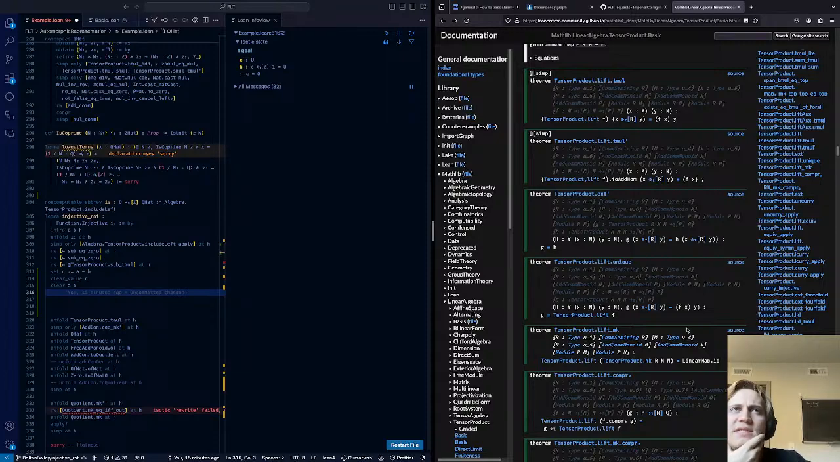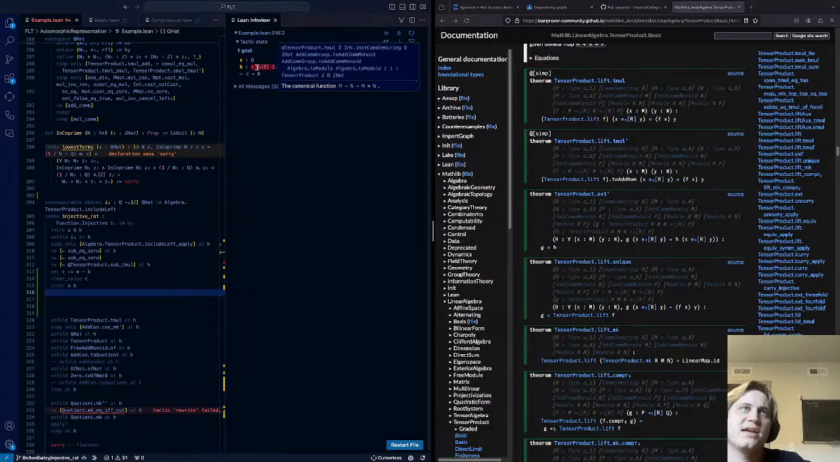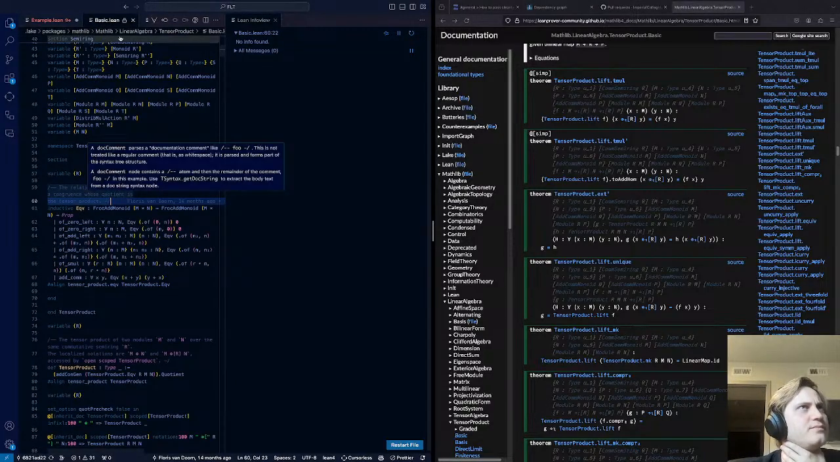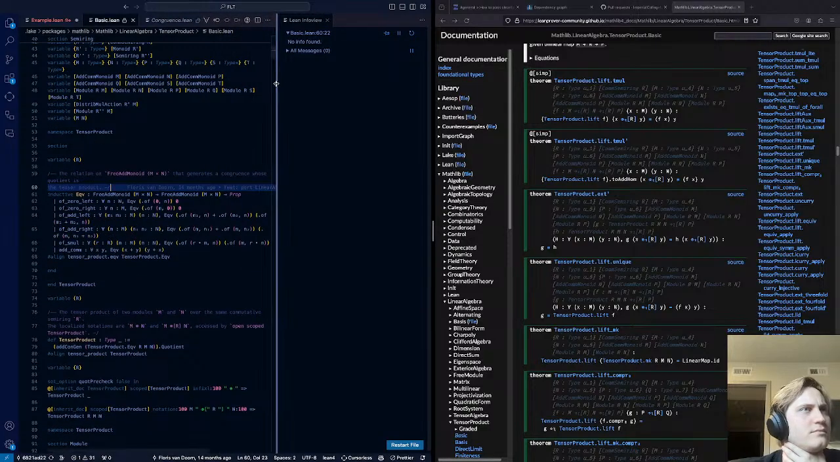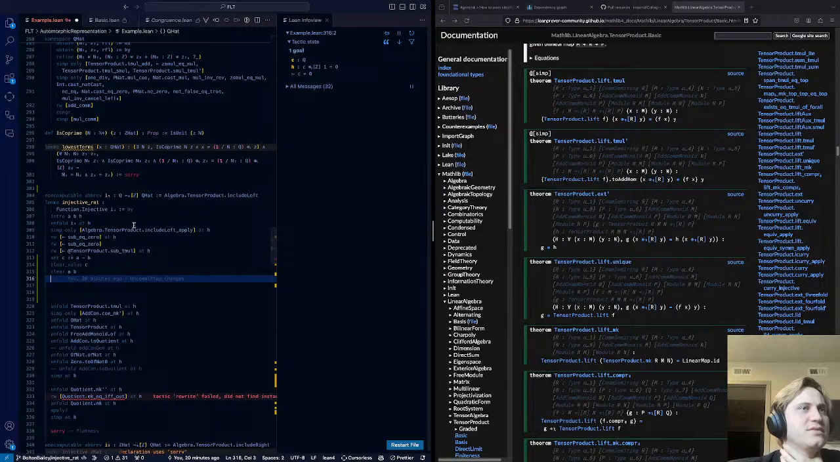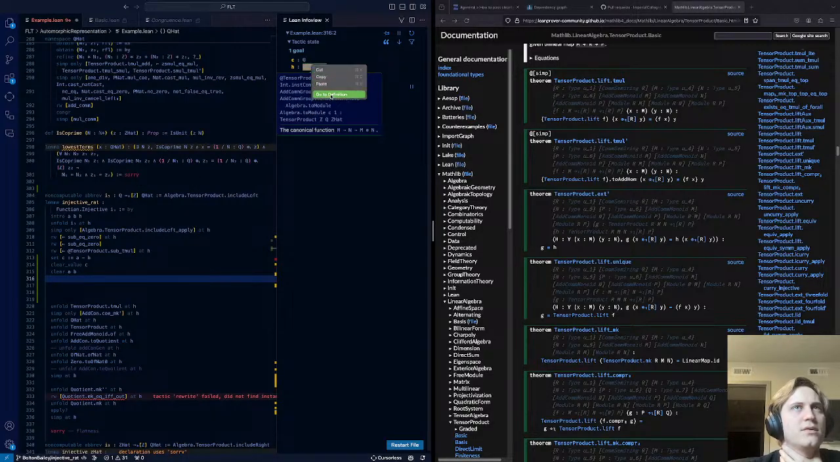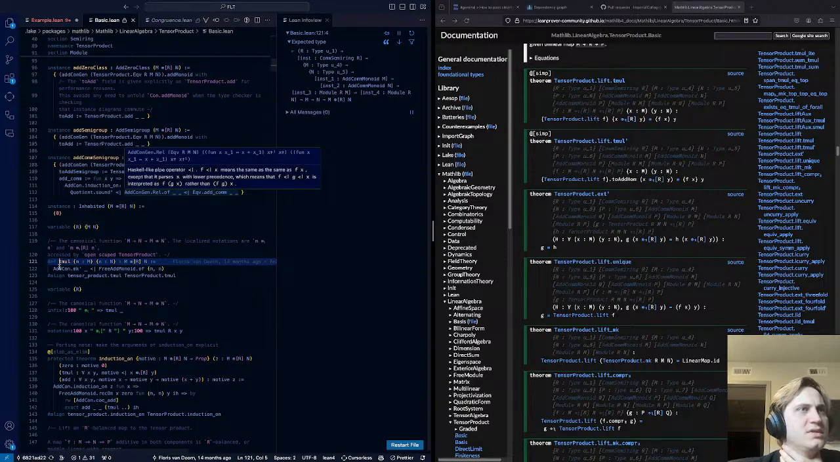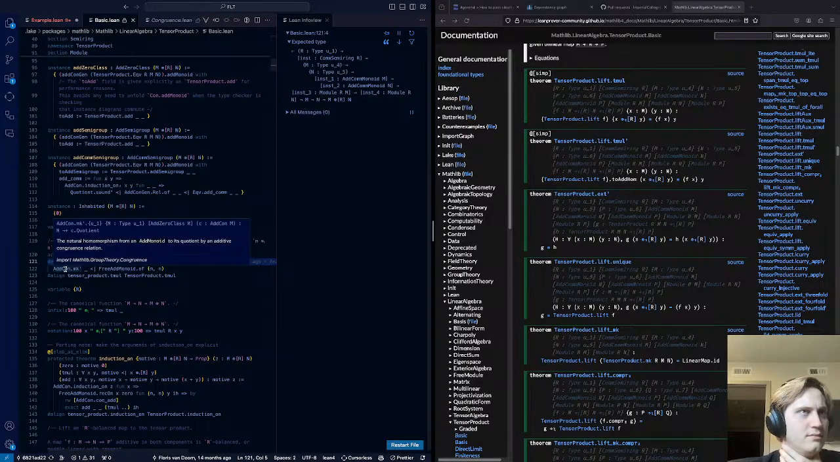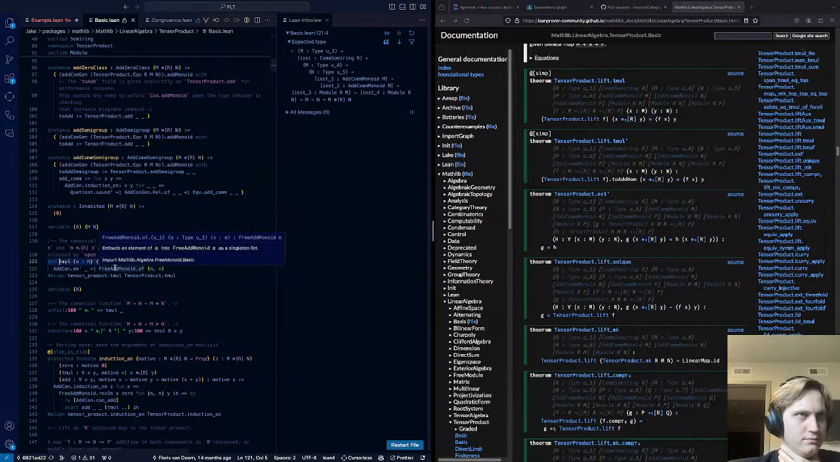I'm also not entirely sure I understand the nature of this ring. Let me go back to the definition of it. Free add monoid. Where's the definition? Sorry, go to the definition for this. TMAL. So this is add con, the free add monoid.